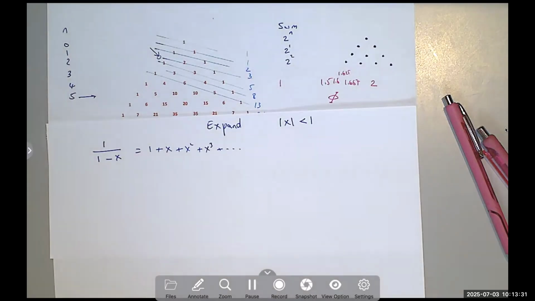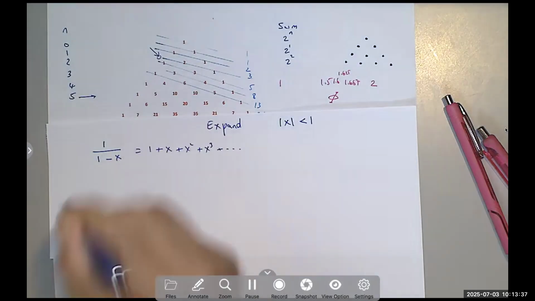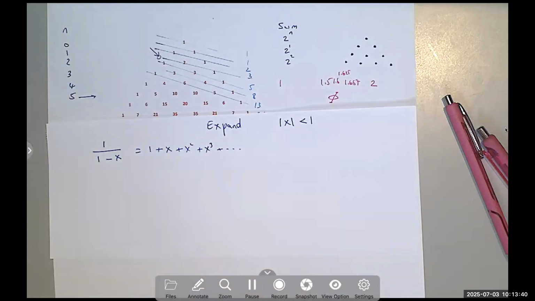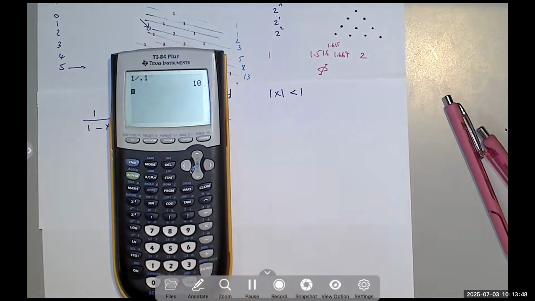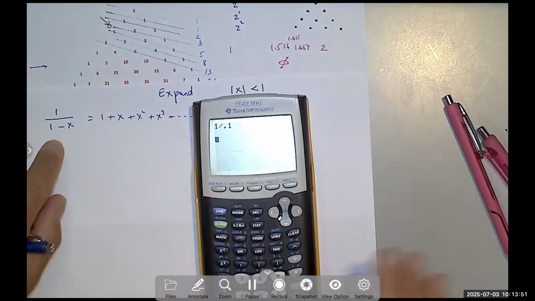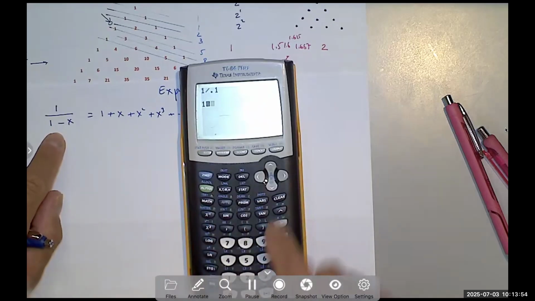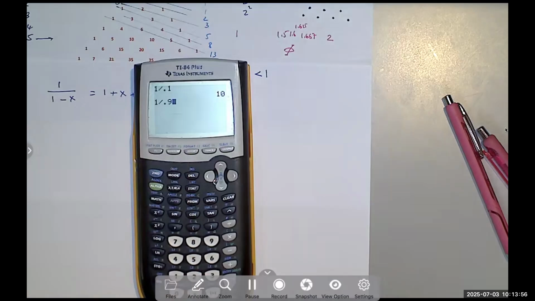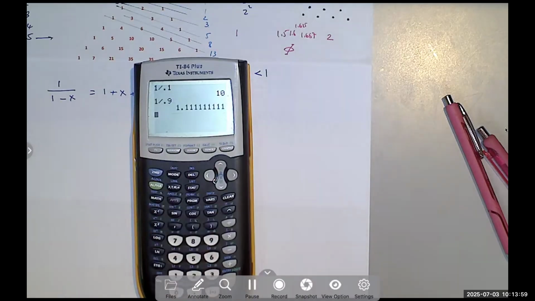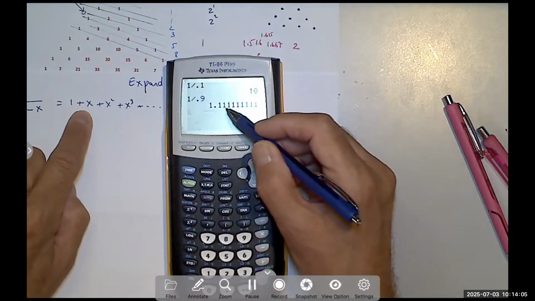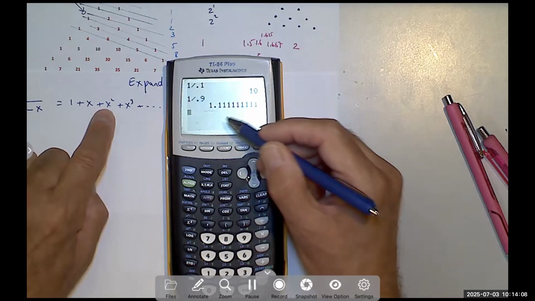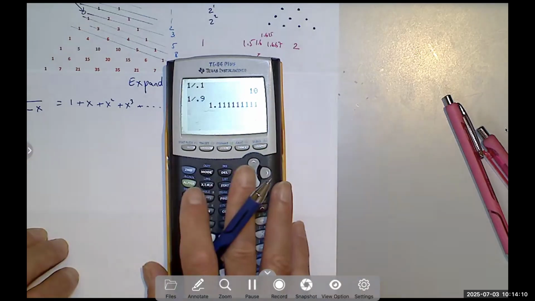Let me show you something very interesting. Suppose x is 0.1. 1 over 1 minus 0.1 is 1 over 0.9. Take your calculator and calculate it. I'm sorry, I said 0.1, so 1 over 0.9. You see what you get? You get 1 plus 0.1, which is x, plus 0.01, which is x squared, plus 0.001, which is x cubed, and so on and so forth.